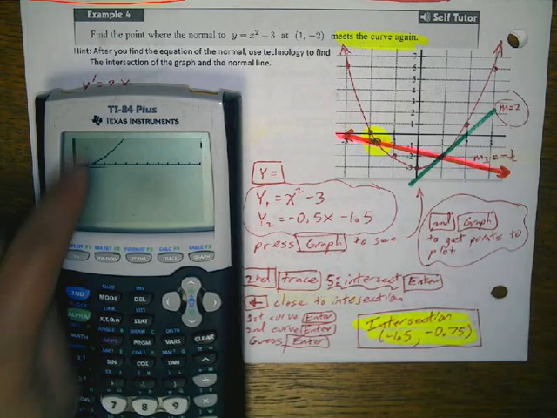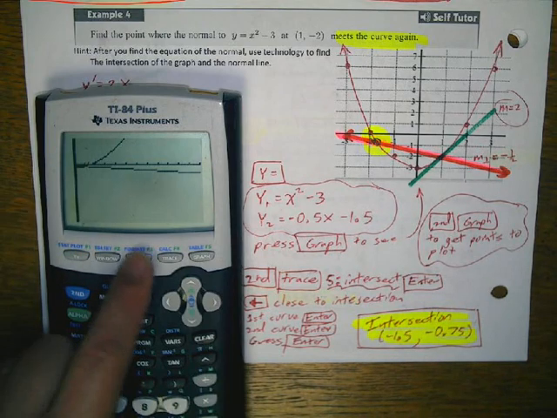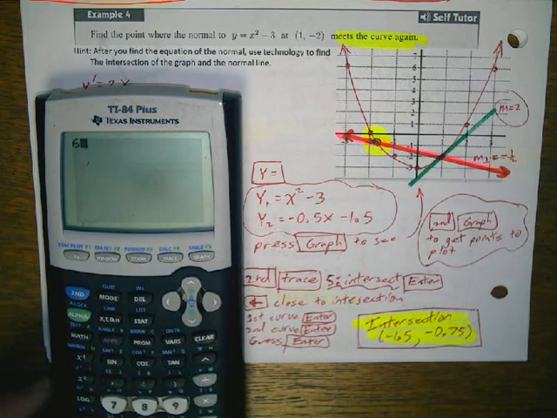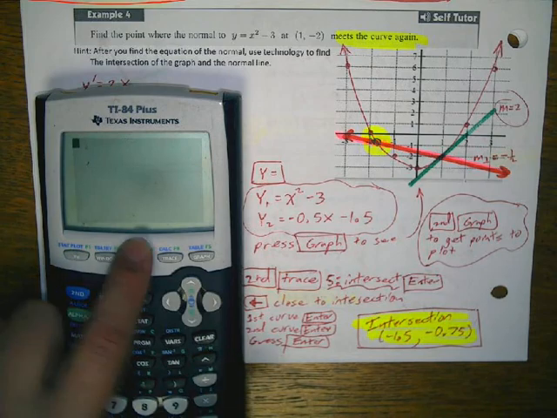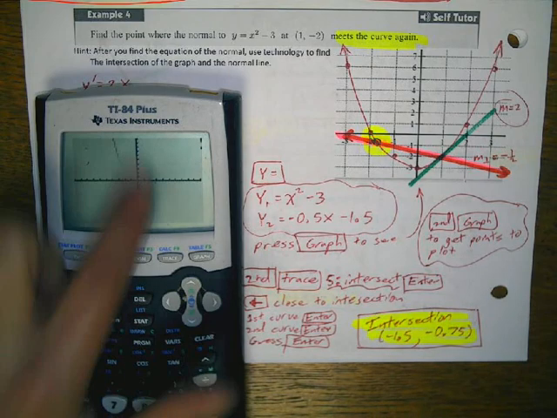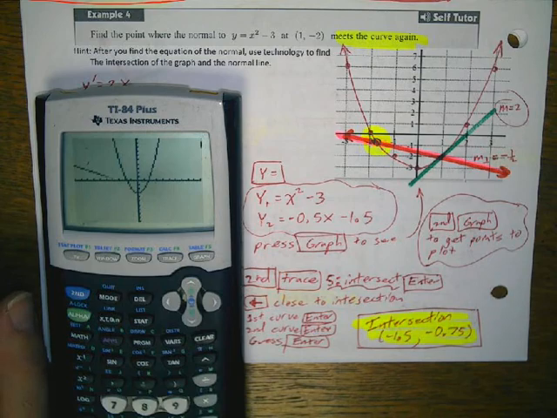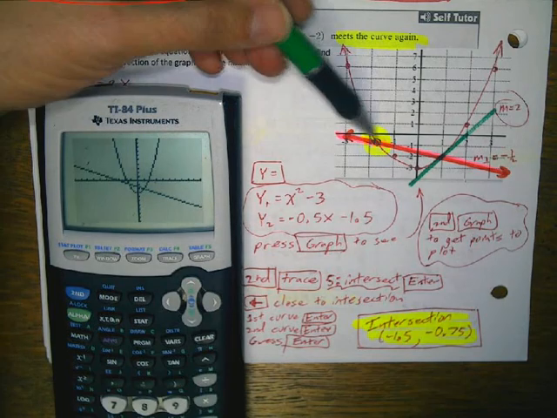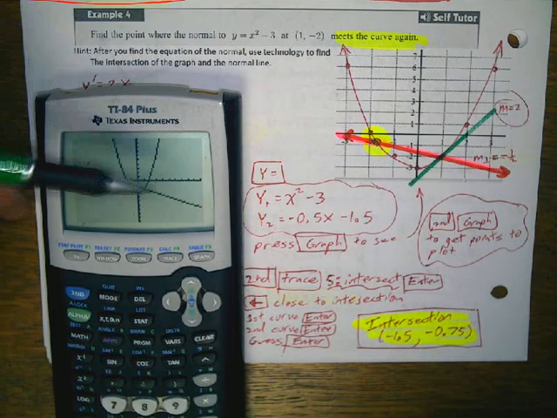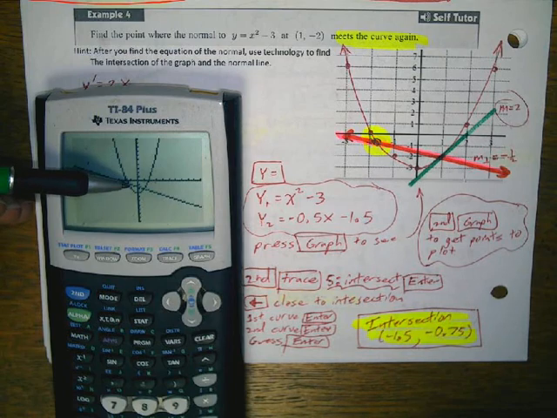Ooh, I need to change my window. I'm going to hit zoom 6. Oops, let's try that again. Zoom 6 to get my standard window. Okay, so I'm trying to figure out, I want to find this point right here, which is right over here. Okay, see where my pen is pointing?